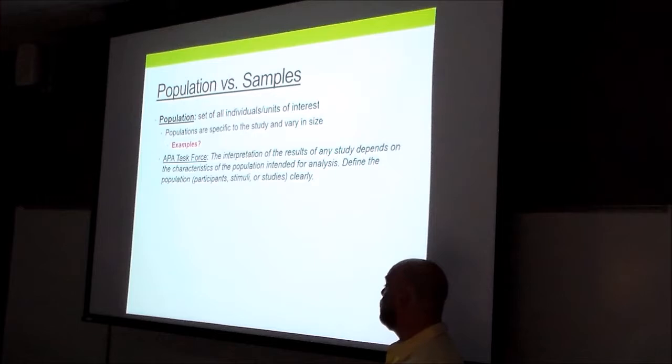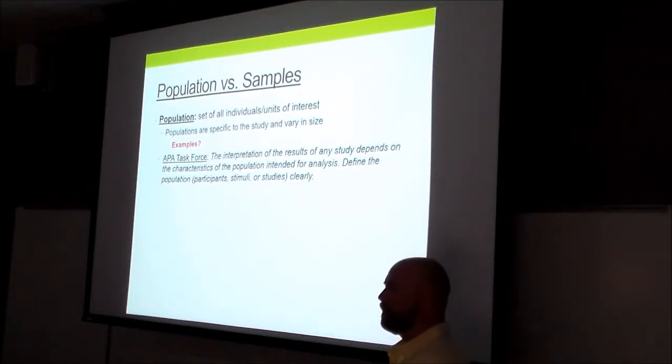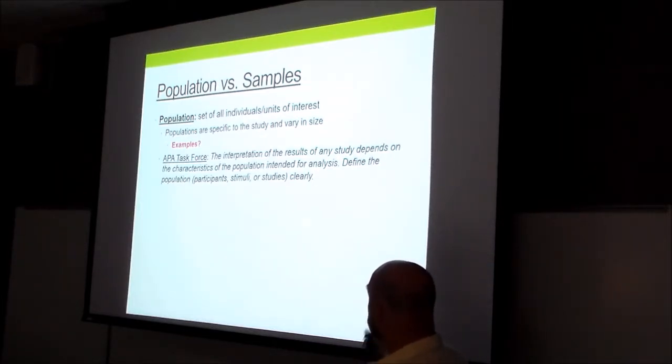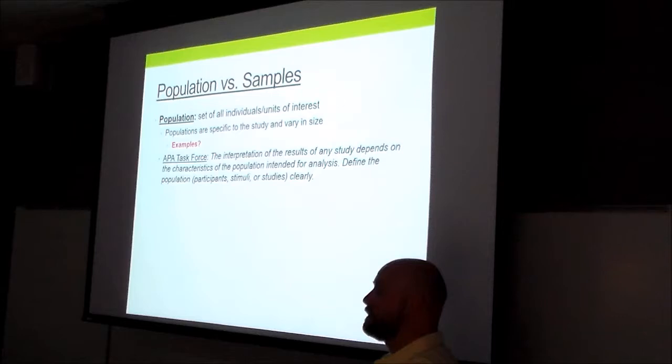But the one thing we want to do is always think about the population. Who are we trying to generalize this to? Who are we interested in? Because all humans in the United States, or all humans in the world, may not be the population of interest, right? And so, again, within the APA task force, interpretation of any results of the study depends on characteristics of the population intended for analyses, right?